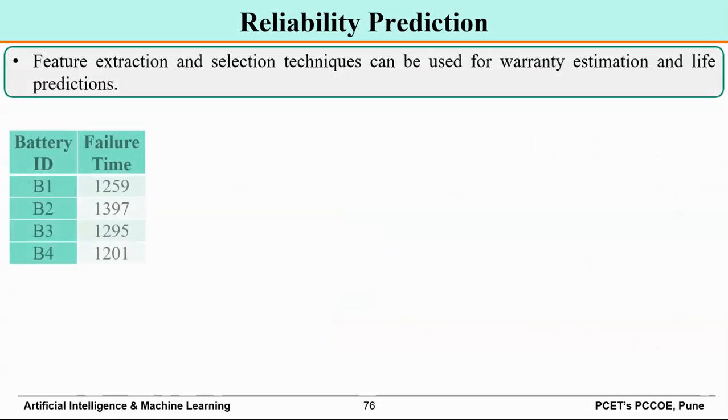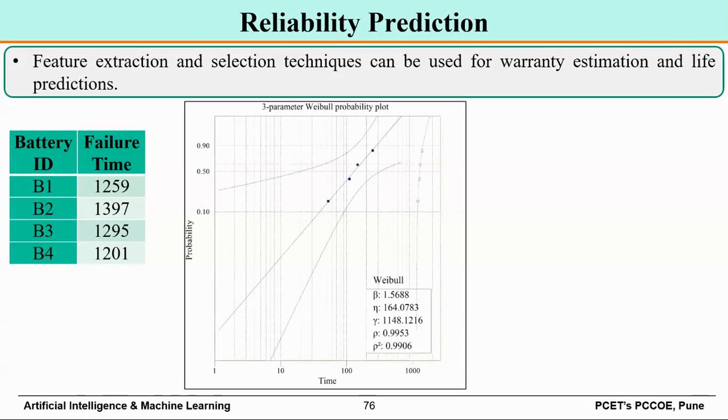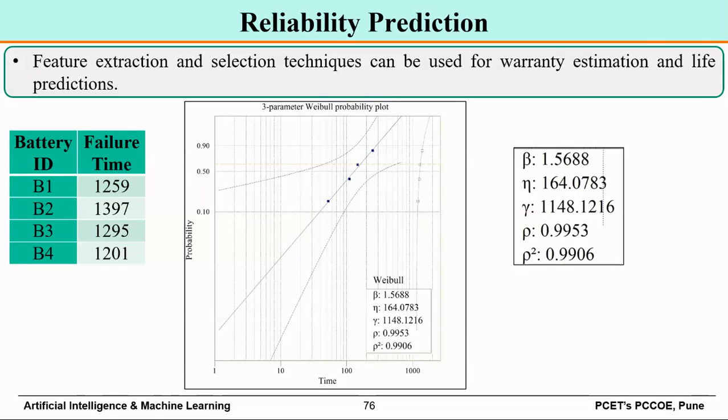Let's take a second example of reliability prediction. Okay, first of all, I will put everything in front of you. I hope this particular straight line is visible to you. Is it visible to you? Even though it is not visible, assume that it is visible to you.